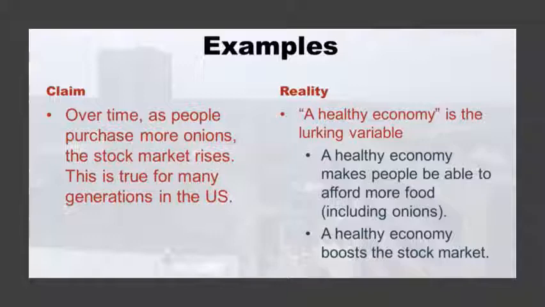And that would boost the stock market, okay? People are healthier, they're spending their money, they're doing more things because they have more money. So in this case, a healthy economy would be the lurking variable. The economy is what's doing really well, and that's what's causing more food sales, and it's also causing the stock market to boost. So the stock market rises. Okay, so the healthy economy would be the lurking variable that's linking onion sales to the stock market rise.